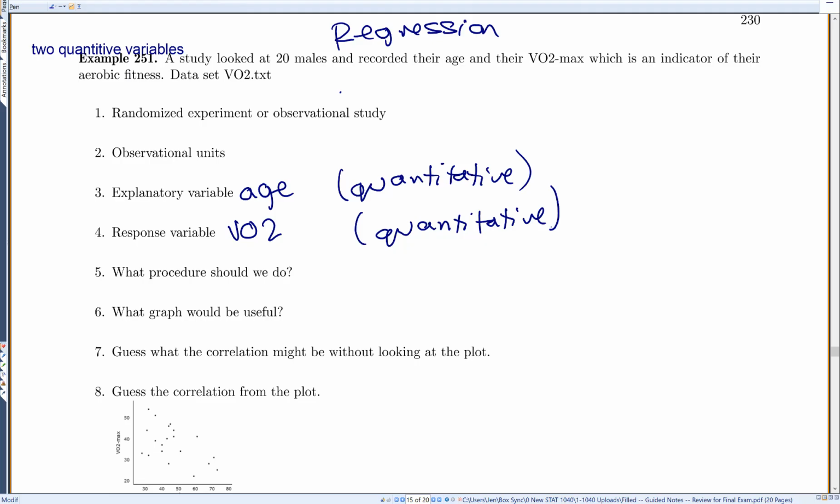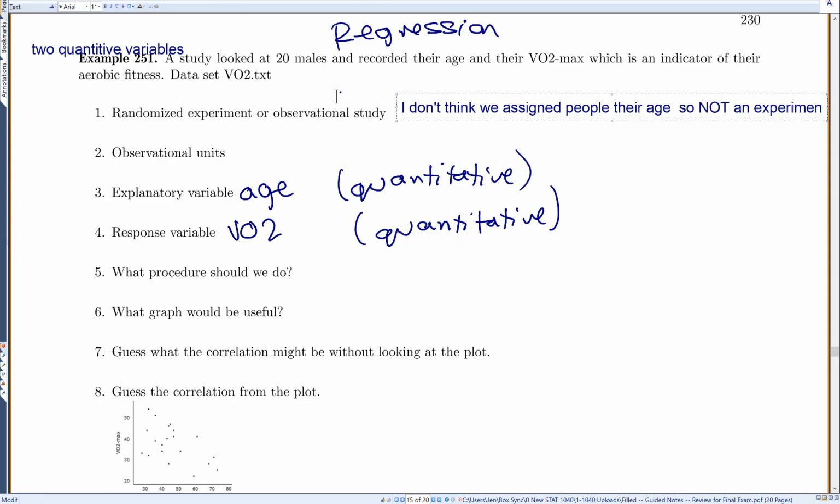Now that we know what our explanatory variable is, for it to be an experiment, we would have had to put people in each group, or assign their explanatory variable levels. I don't think we assigned people their age. So, not an experiment. That means it's going to be an observational study. What are the observational units? It was the 20 men.